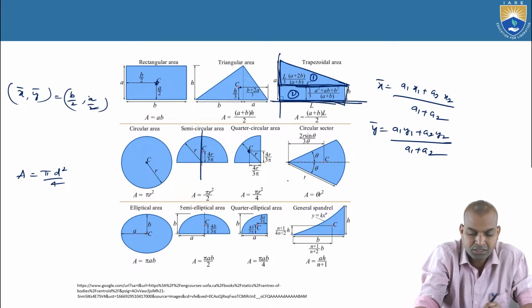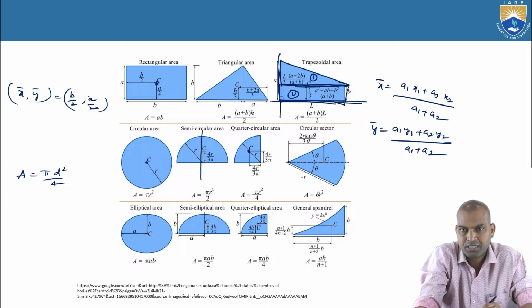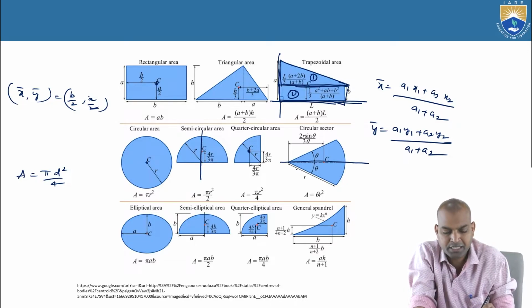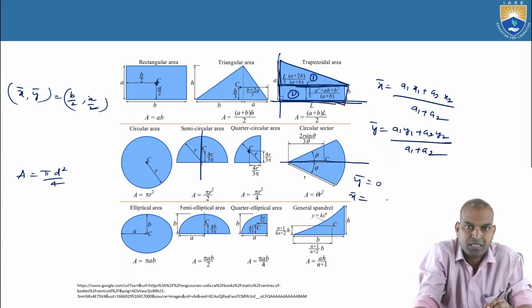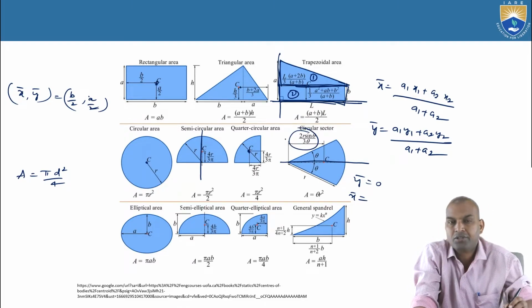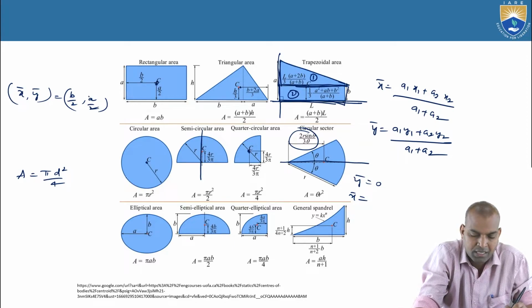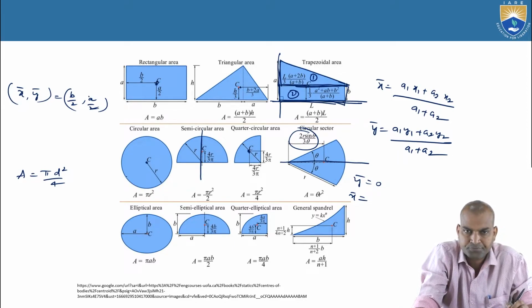And if you consider the circular sector, the area of the circular sector is theta r square. And what about the centroid? It is the horizontal distance. It is symmetrical about the x-axis. So bar y equal to 0 and bar x equal to 2r sine theta by 3 theta. So here we learned the circular area, semicircle, quarter circle, and circular sector.